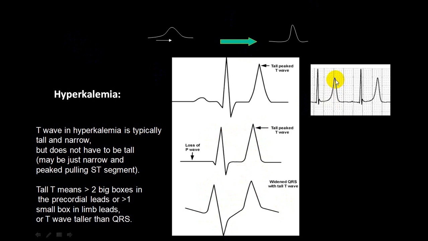Again, you can see here this is a peaked T wave, narrow base, symmetrical, and it is taller than half of R. It is hyperkalemia.